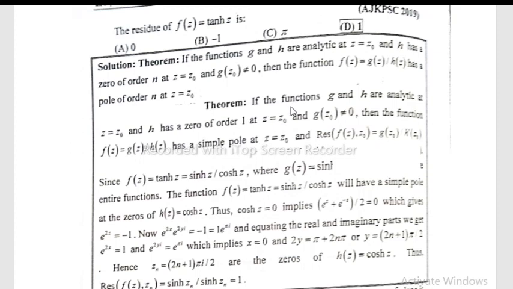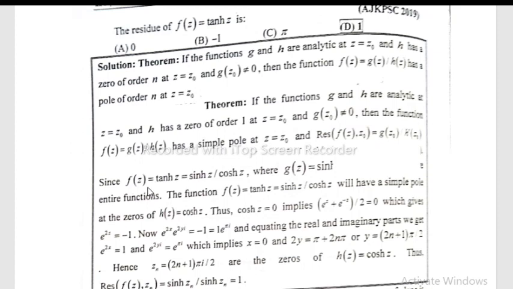Second theorem, that is, if the functions g and h are analytic at z is equal to z naught, and h has a zero of order 1 at z is equal to z naught, and g of z naught does not equal 0, then the function f of z is equal to g of z divided by h of z has a simple pole at z is equal to z naught, and residue of f at z naught is equal to g of z1 divided by h dash of z1.